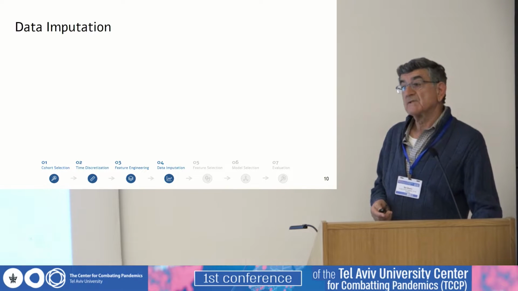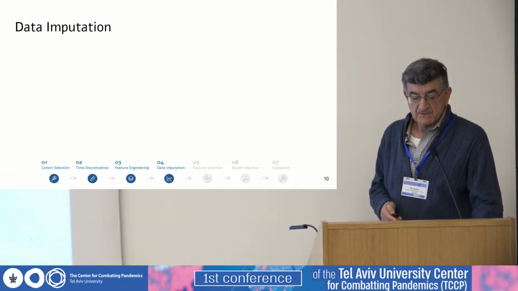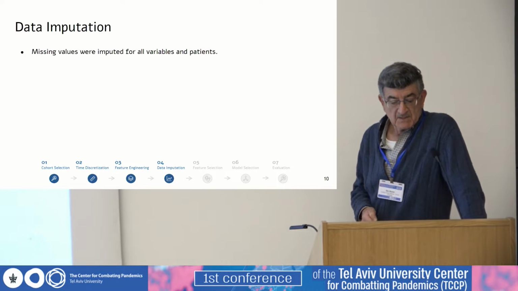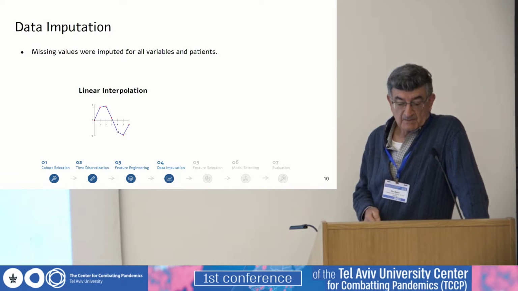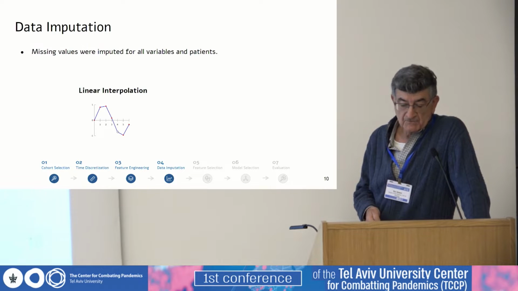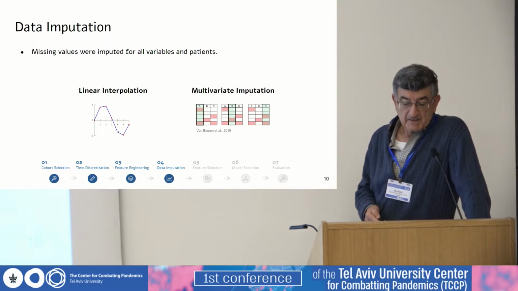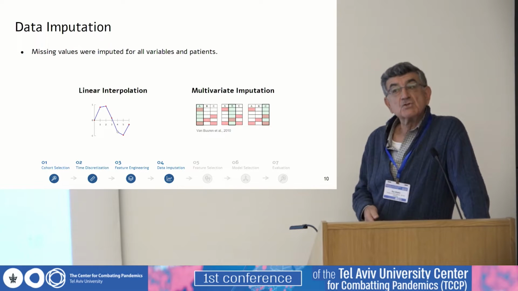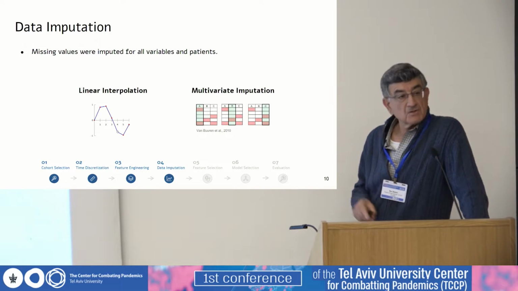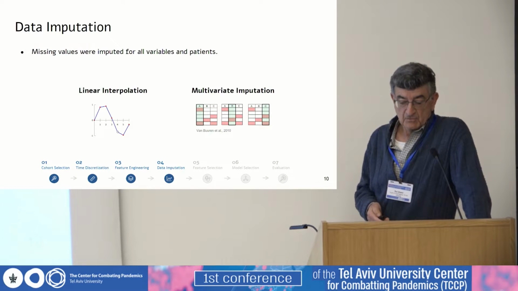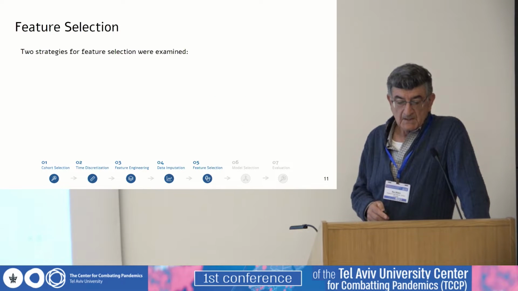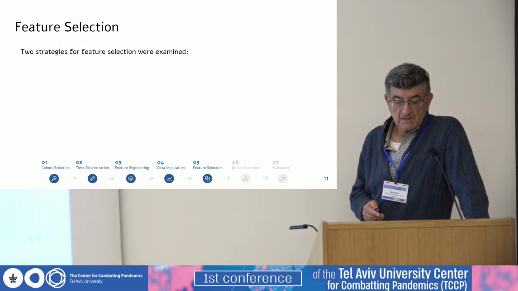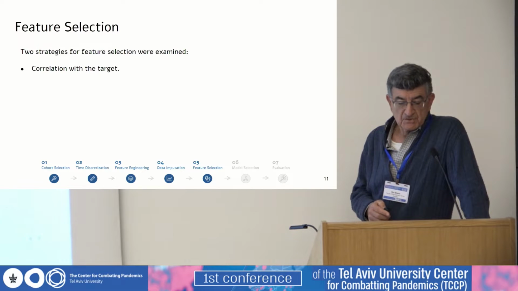We needed to impute the data. Of course, EMR data is typically very sparse, so we imputed data for all variables and patients using a combination of two techniques, linear interpolation and multivariate imputation, which is a version of the MICE algorithm, which is a popular imputation method. To select the features, we tried two strategies.